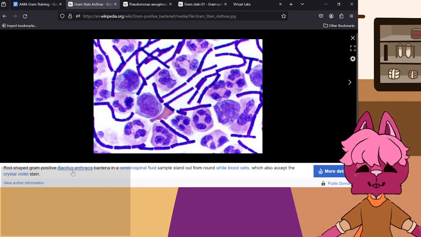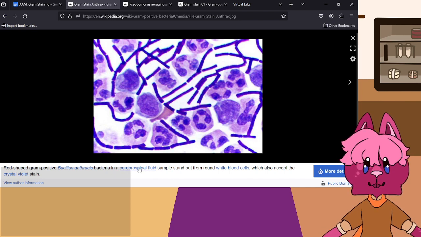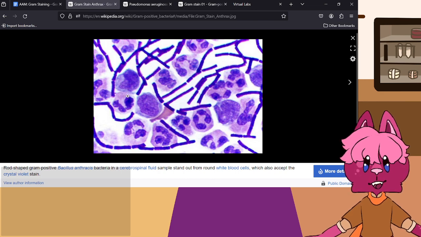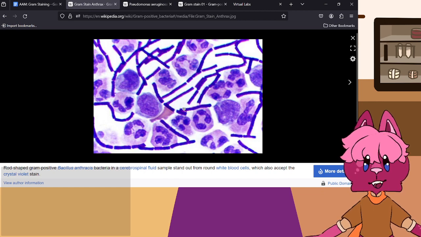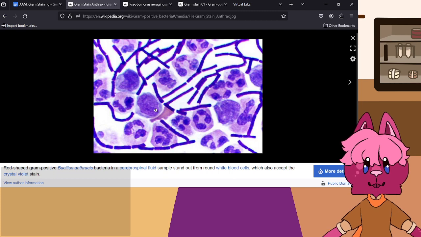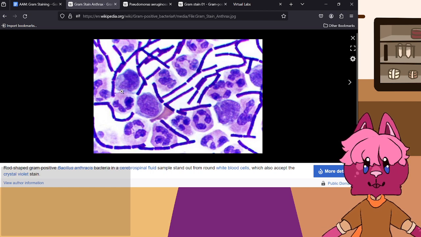So, this is Bacillus anthracis, which is what these long string-like line shapes are. And this is from a sample of cerebrospinal fluid. These round objects are white blood cells. Now, white blood cells also accept the crystal violet, sometimes called gram violet stain, which is why they're purple here. They're not gram-negative or gram-positive, they're just blood cells. But because they accept the stain, they are purple.